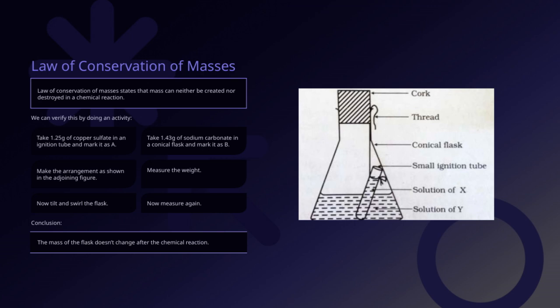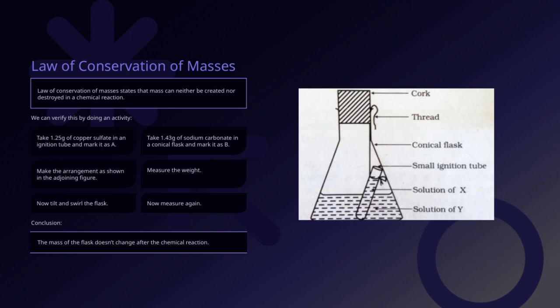Next, I want you to measure the weight carefully. After that, tilt and swirl the flask gently to ensure the reactants mix thoroughly. Now, let's prepare our materials. Take 1.43 grams of sodium carbonate and place it into a conical flask, marking this setup as B. Make sure to follow the diagram shown here to set everything up correctly. Then, take 1.25 grams of copper sulfate and put it into an ignition tube, marking this as A.